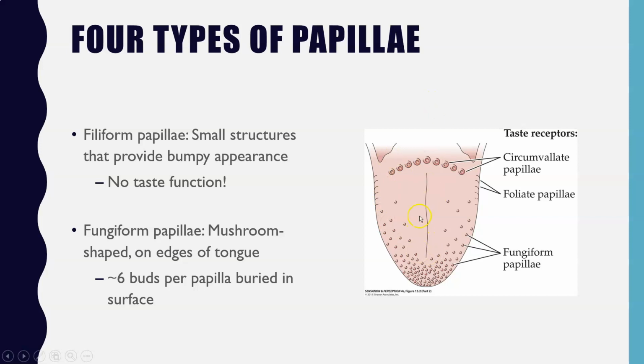So the first ones that we're going to talk about are fungiform papilla, which are located on the edges and on the tip of your tongue. Your book mentions that you can very easily see your fungiform and filiform papilla by getting some blue food coloring or eating a blue popsicle. It will stain both the filiform and the fungiform papilla. The fungiform will be a little easier to notice because they will tend to have a lighter color than your filiform papilla. Generally, fungiform papilla have about 6 buds per papilla buried under the surface.